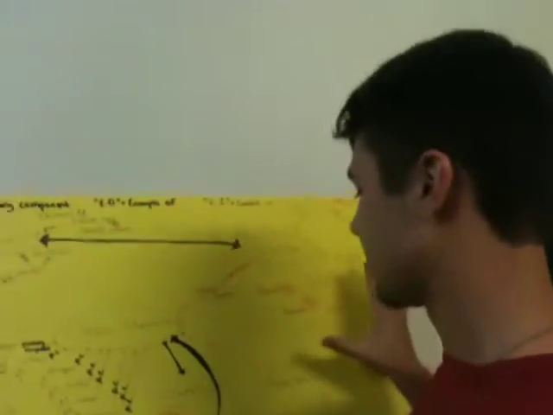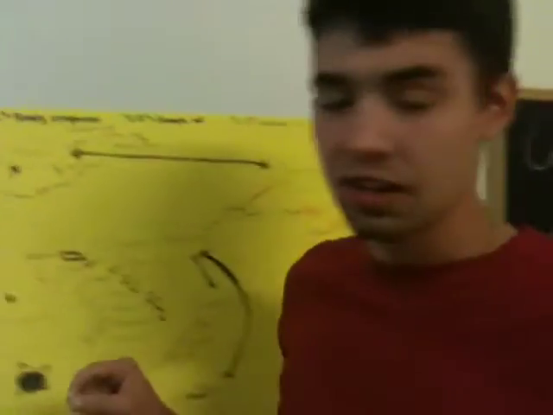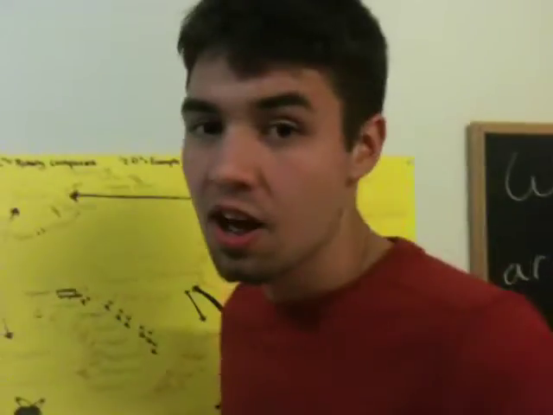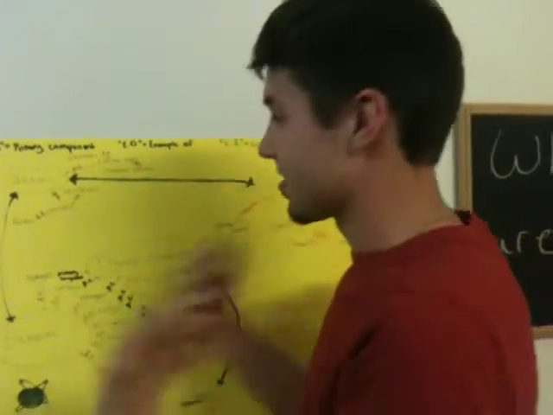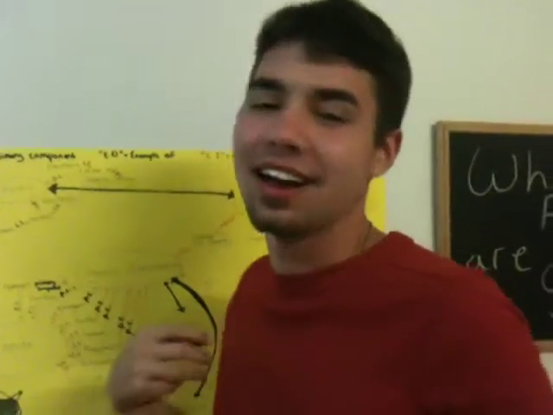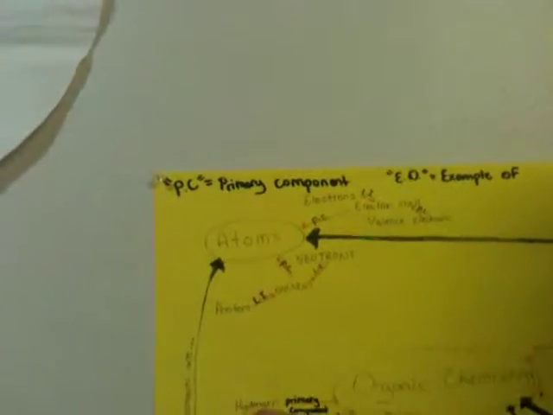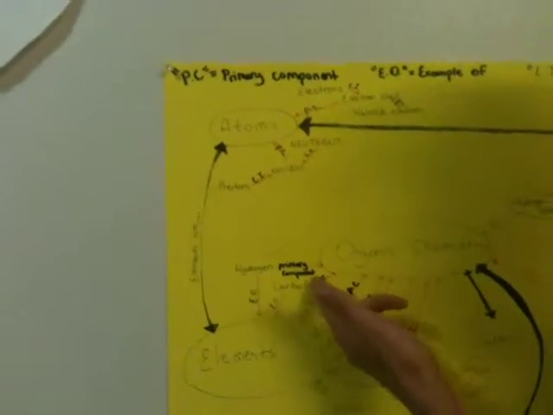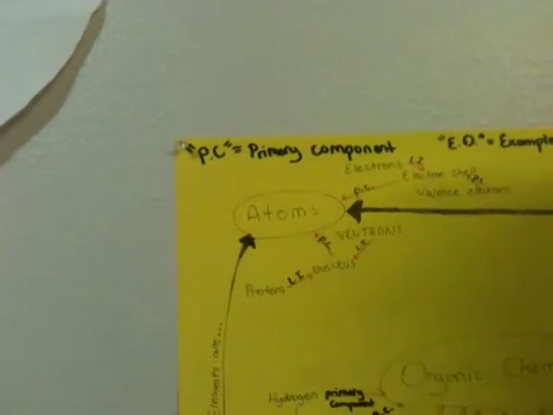Every single one of these links has an explanation next to it that describes the link between the two nodes. To save aesthetics and to save time and effort, I have abbreviated some of the terms. For example, hydrogen is a primary component of organic chemistry, so I just put PC for all the other ones, and it's dictated up there: primary component.